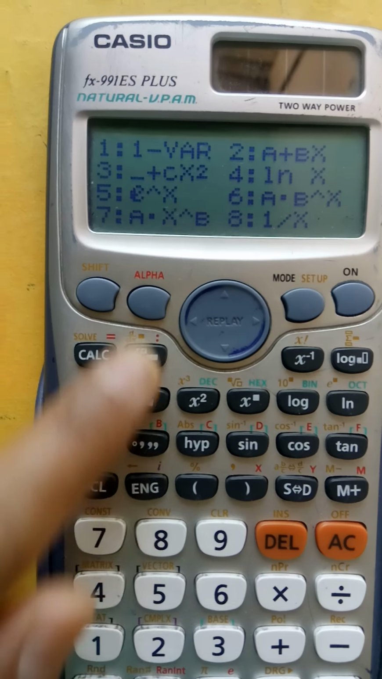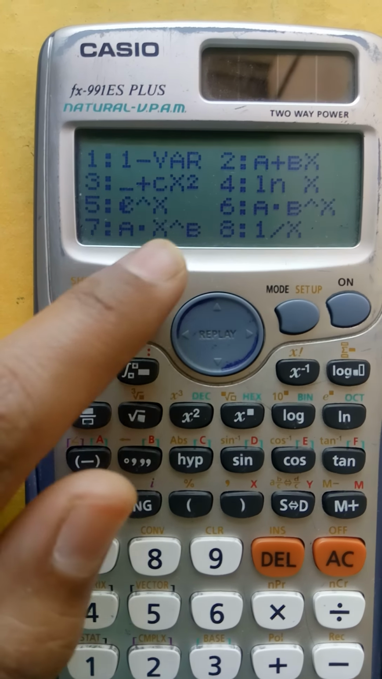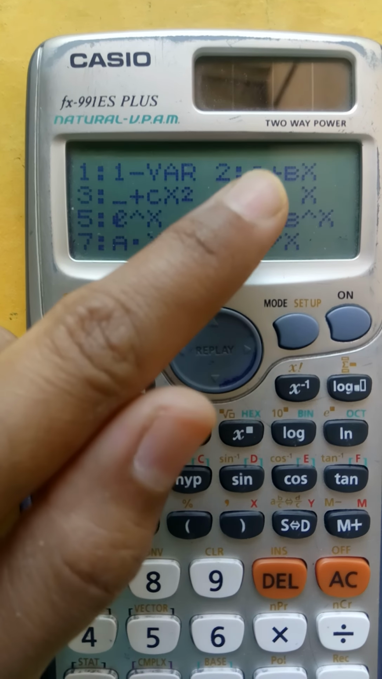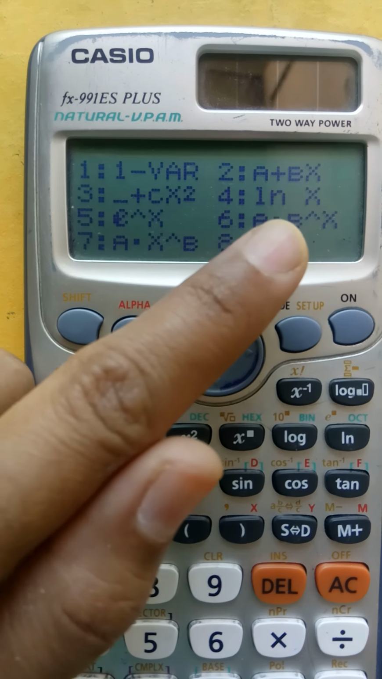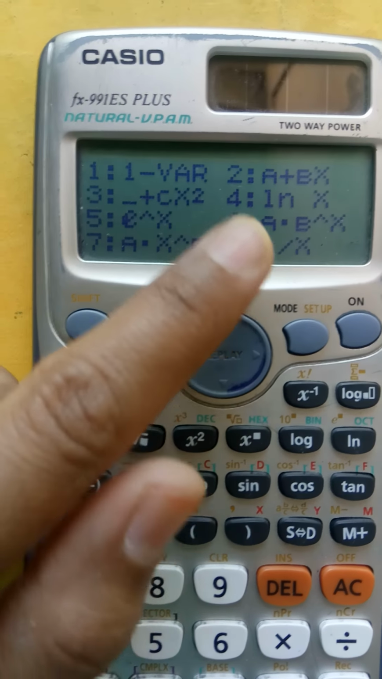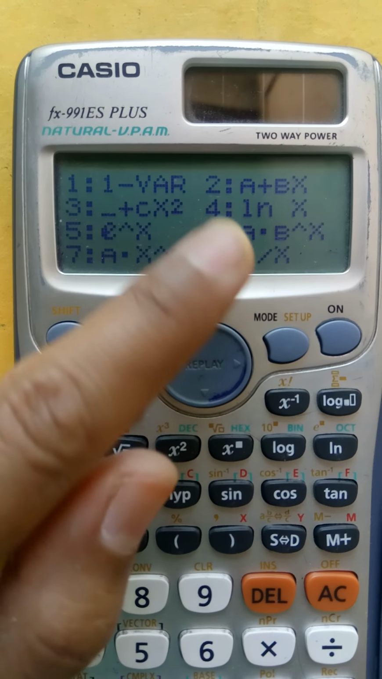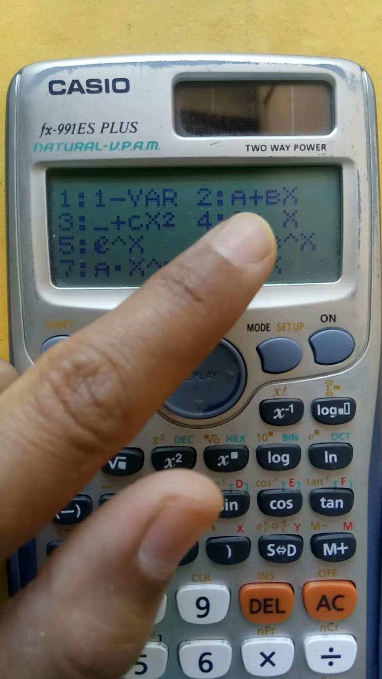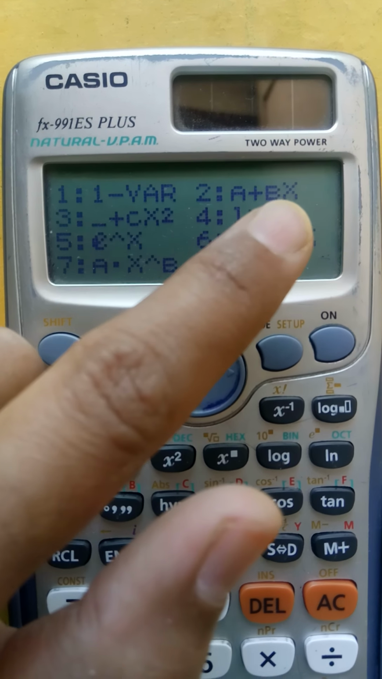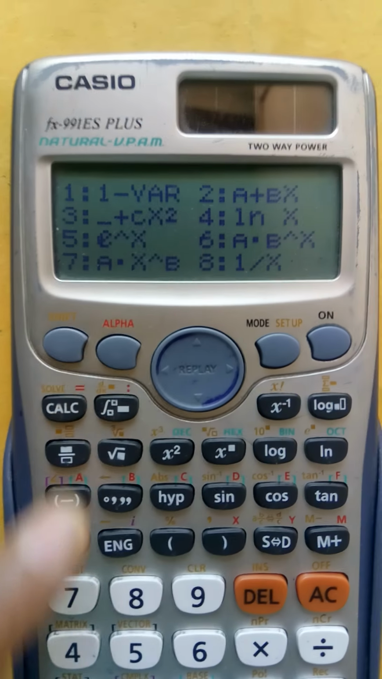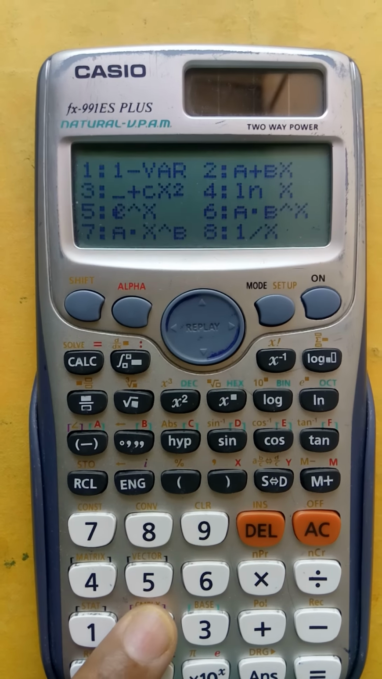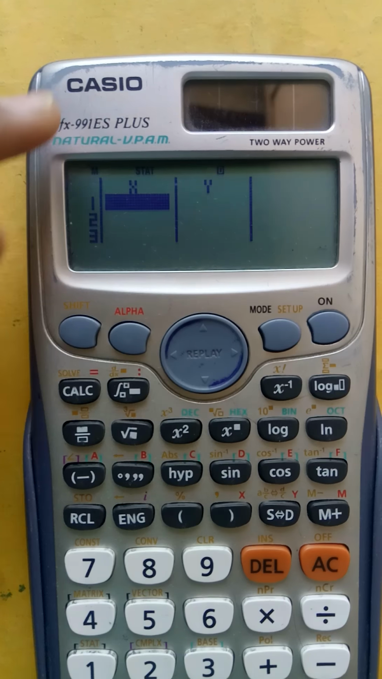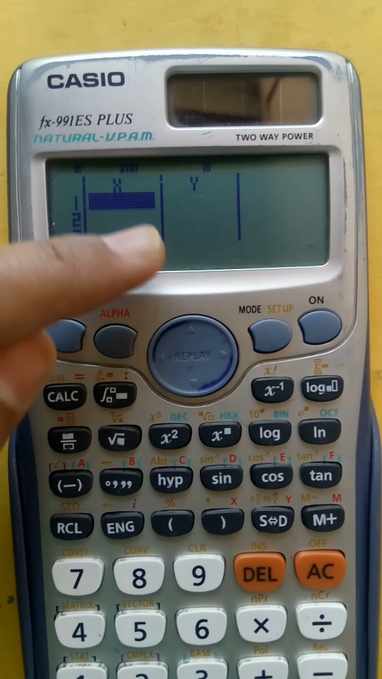Now it is asking for the equation. We know that all the equations are y equals to, for example y equals a plus bx, y equals log of x. These are the equations. We have to take whichever equation we want. Suppose we want to fit the equation of a straight line, that is y equals a plus bx, so we click on 2. Now it is asking for data, the corresponding values of x and y.